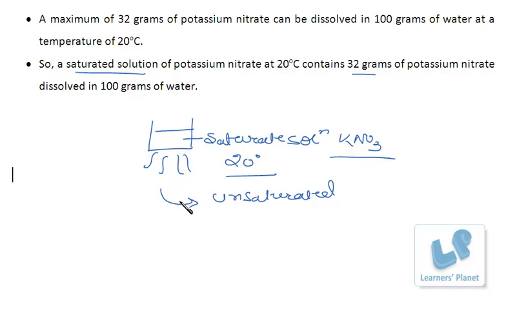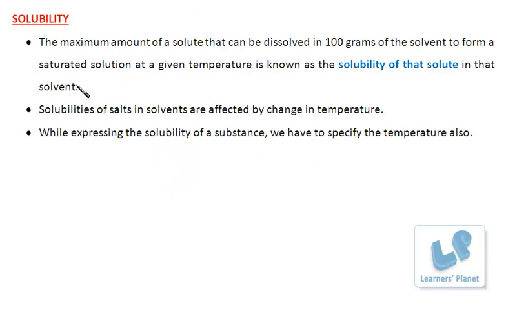Now let's take up another concept, that is solubility. What is solubility? The maximum amount of a solute that can be dissolved in 100 grams of the solvent to form a saturated solution at a given temperature is known as the solubility of that solute in that solvent. It is simple. It is just the maximum amount of solute that can be dissolved in 100 grams of solvent at a particular temperature.